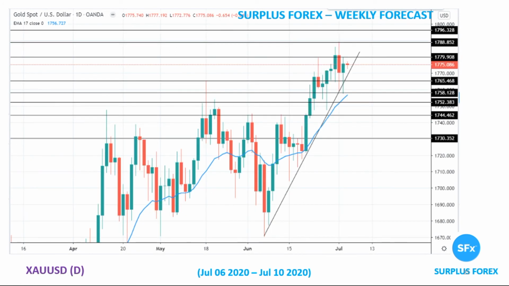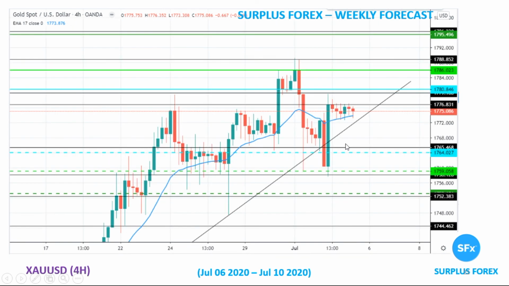Gold. Spot gold as of now is trading at 1775, above the uptrend line and above the EMA 17. At the same time, while I expect the US dollar to rise, gold could be struggling for a bit. But if the economy starts shrinking, the oil starts shrinking, gold could be going up, and that's why I'm still positive on gold. On a 4-hour chart, we see that it's very close to 1775.